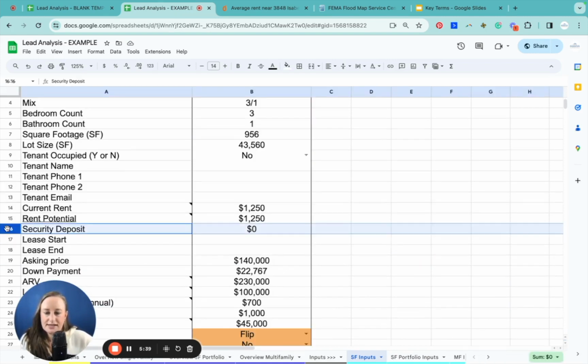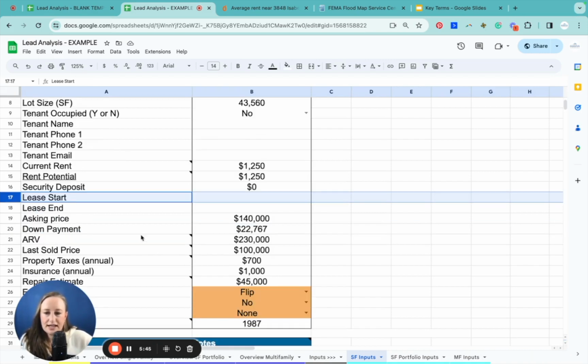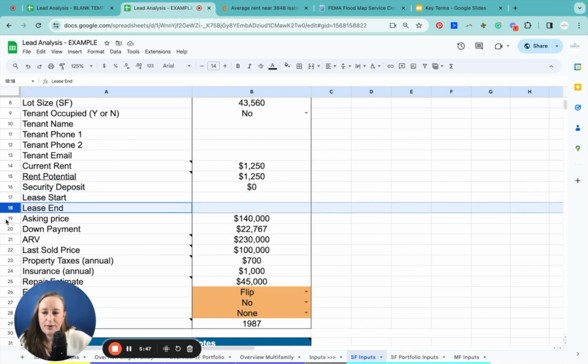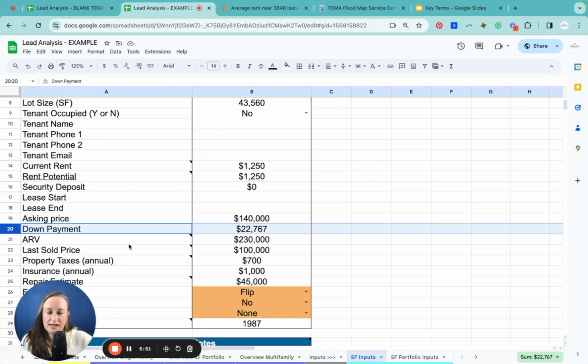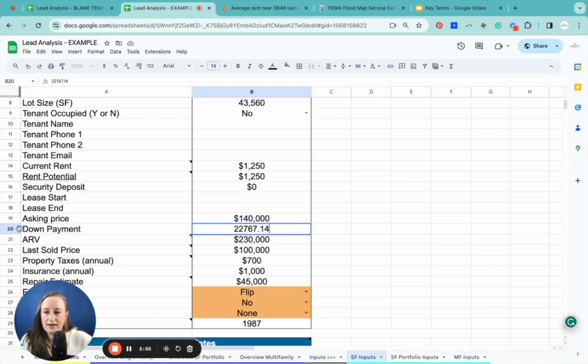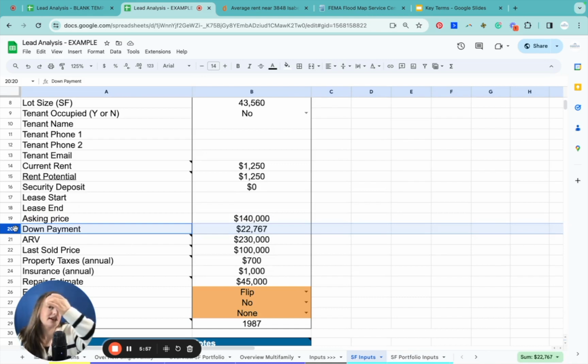Security deposit, since it's not an actual rental, there's nothing right now, but in theory, it probably would be $1,250. The lease start and end date, if you have one. The asking price for the property, $140,000. Down payment is 20% of the asking price. That's what we have it modeled as, since that's usually how most investor loans work, 80% loan to cost.